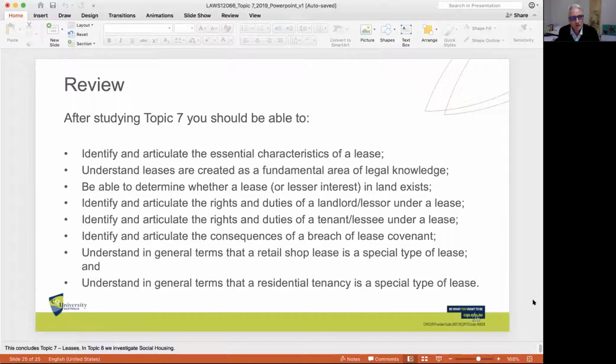Right, so that brings us to the end of this lecture. As I mentioned at the outset, in the first lecture we looked at the essential characteristics of a lease. We looked at what we need to determine whether we have a lease or something that's not quite a lease, and what the rights and duties are between the parties. We looked at the covenants under leases and the various sources of them. And then in this topic we've looked at assignment.